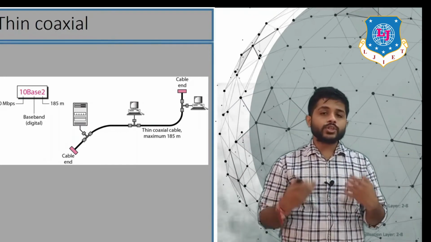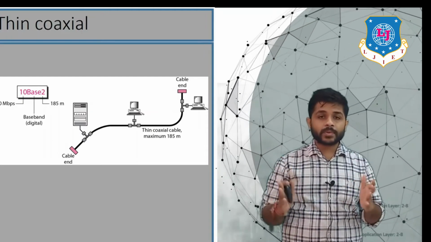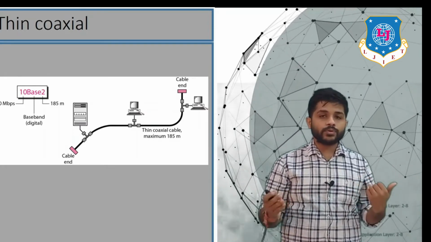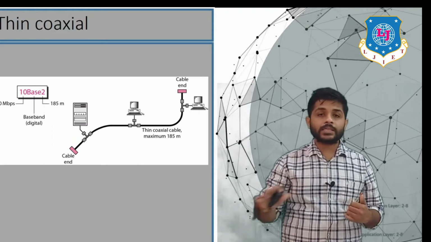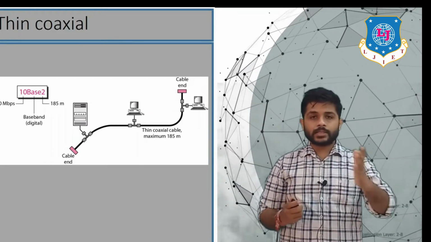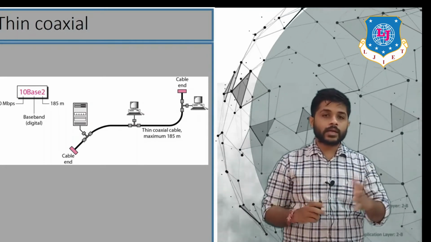So you cannot use this implementation for longer than 185 meters. Why? Because if you do, there is a possibility that the power of the signal will be attenuated. Again, communication is baseband. You can see that there are devices and servers which are connected.